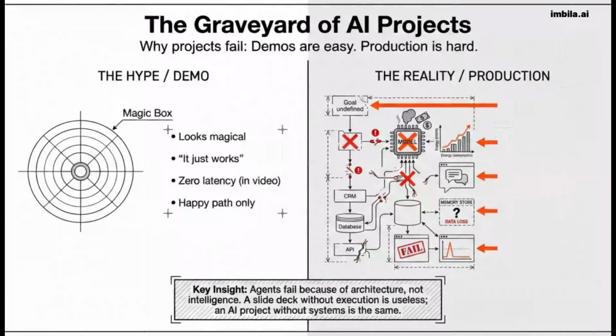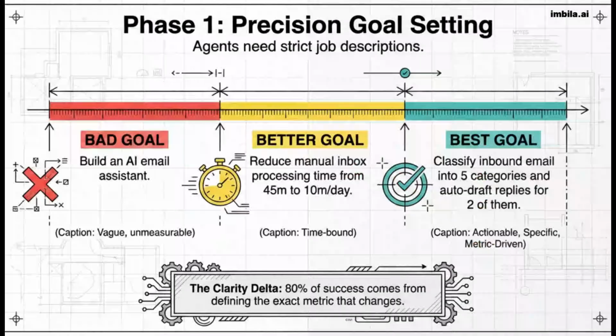First, we must address the graveyard of AI projects. Most demos look like a magic box that just works, but reality is messy. Production failure usually isn't about intelligence, it's about architecture, handling API failures, data loss, and undefined goals within a complex system. This begins with Phase 1, precision goal setting.